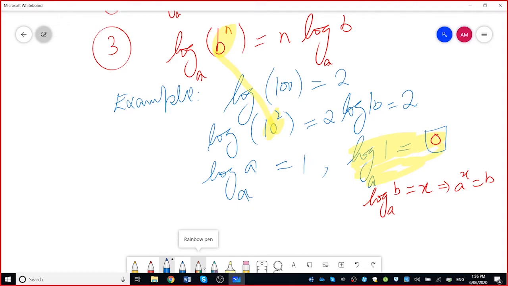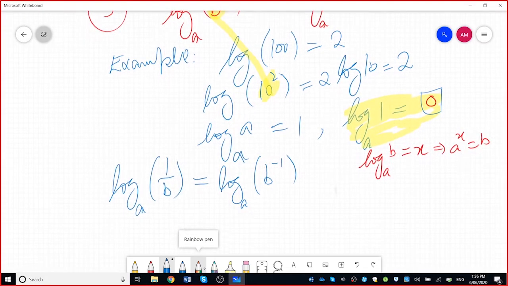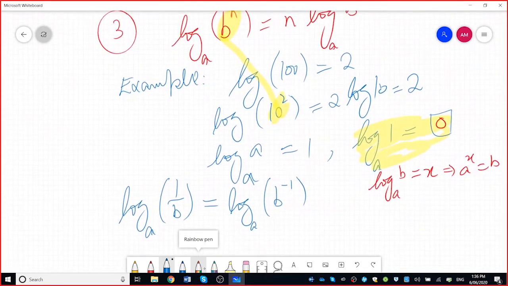Let me ask you. It is a corollary of the third rule. So what would be log of 1 over b to the base a? Let's look at the above. We are looking at the third formula. Have you written the third formula in your notebook? Okay. So we have to find this. We can do it like this also: log of b raised to the power of minus 1, to the base a.